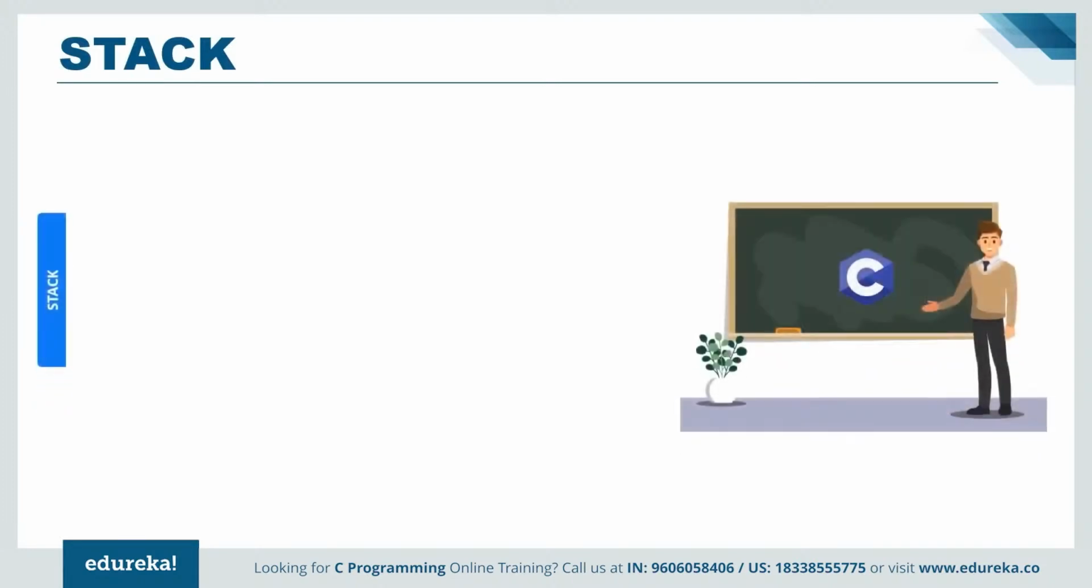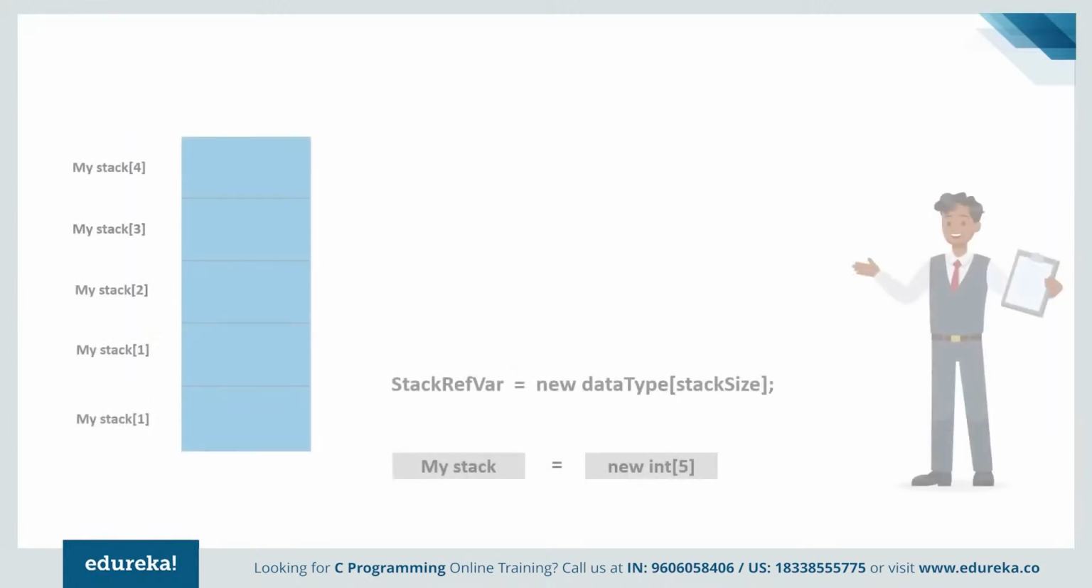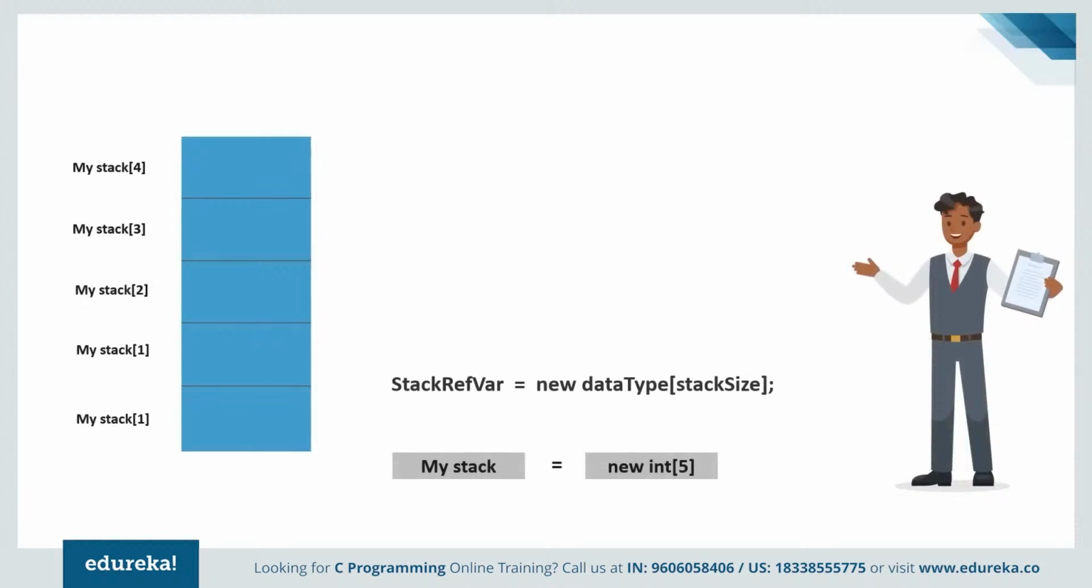Let us move on to our next topic, which is stack. So what is a stack? A stack is a linear data structure which follows a particular order in which the operations are performed. The order might be either LIFO, which is last in first out, or first in last out, called FILO. A stack is similar to an array, but the only difference is that if we want to access a stack, then it should be last in first out or first in last out.